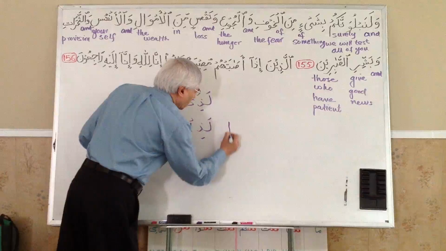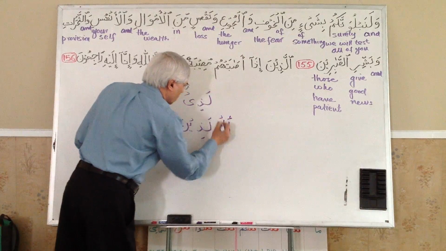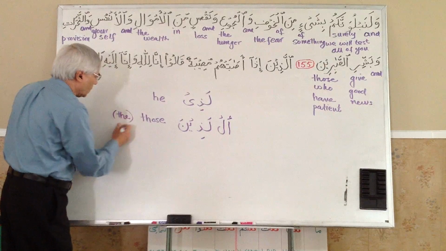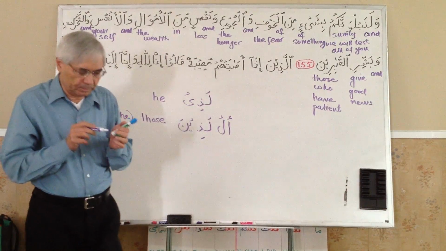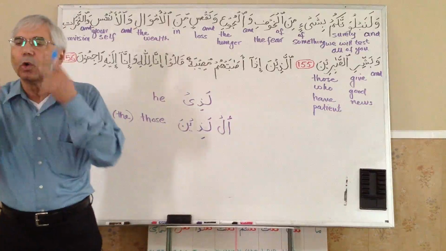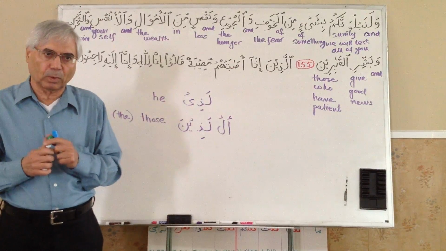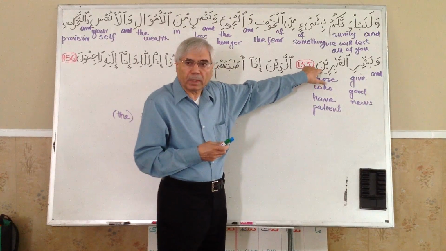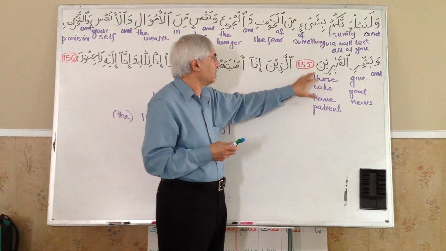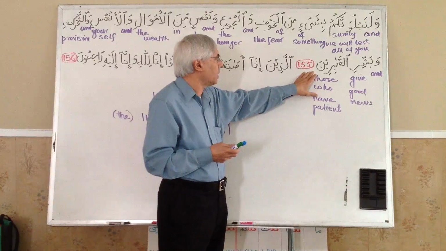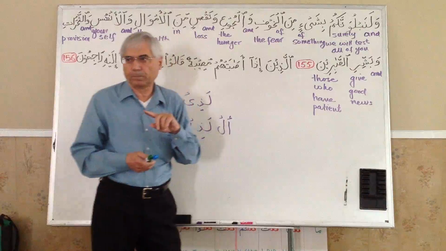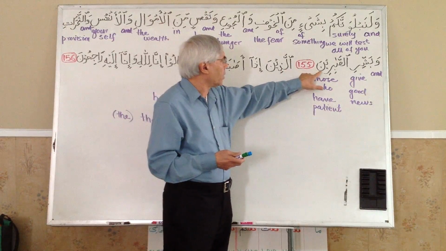And when you put al, then you're talking about some special people. Okay. Al-lazina. Al-lazina means those people, those special people. Who are those people? Allah subhanahu wa ta'ala is talking about sabirina. Wa bashir sabirina al-lazina. The sabirin are those people. And that's the reason you can read this together.